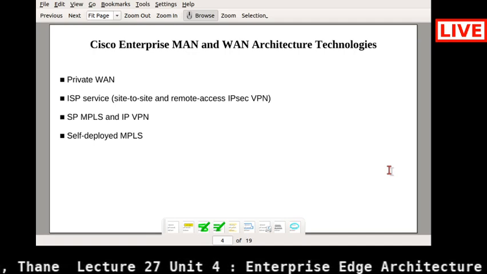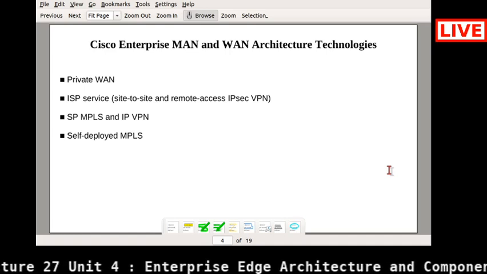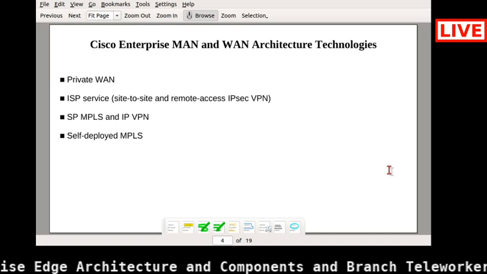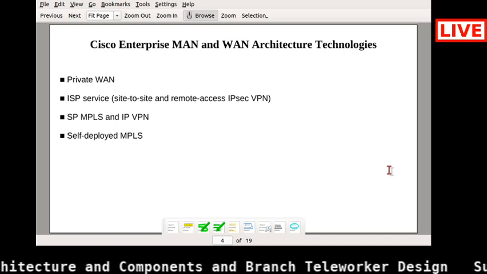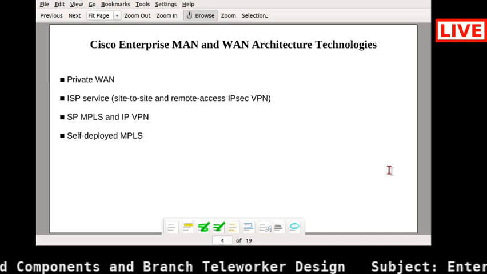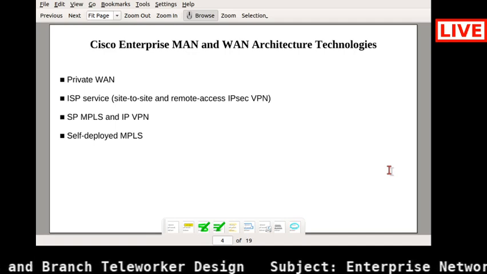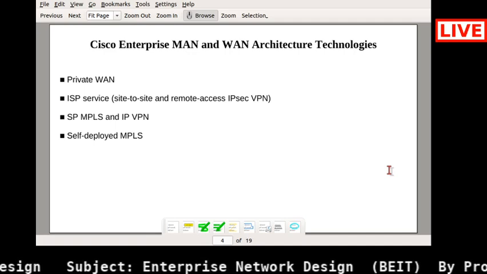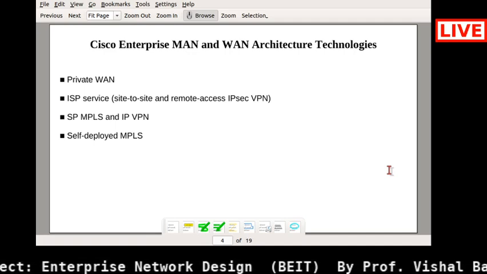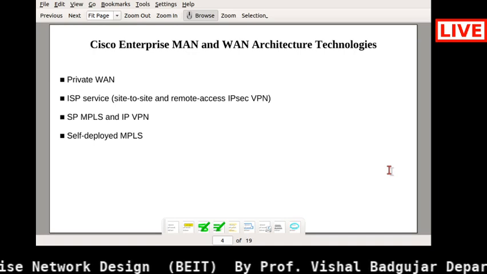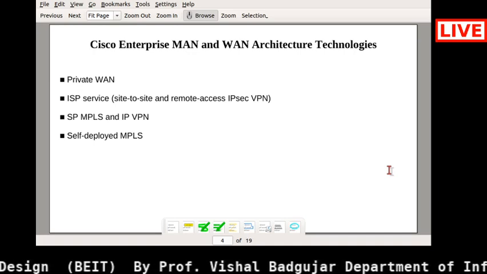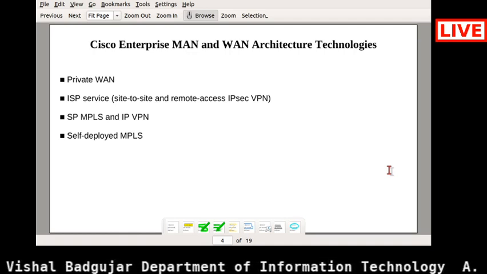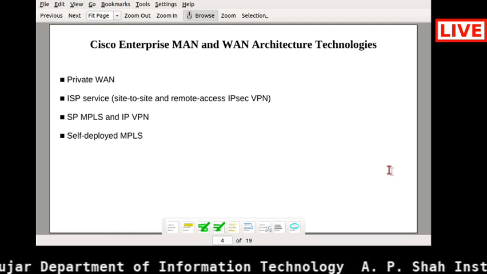Also, if you are using this IPsec VPN, it is best suited for any data connectivity, it has a low cost, and obviously it provides a better level of quality of service, with support for video and voice traffic, which we have already discussed. So it is also a very useful technology with respect to your MAN and WAN design. ISP service is one of them.